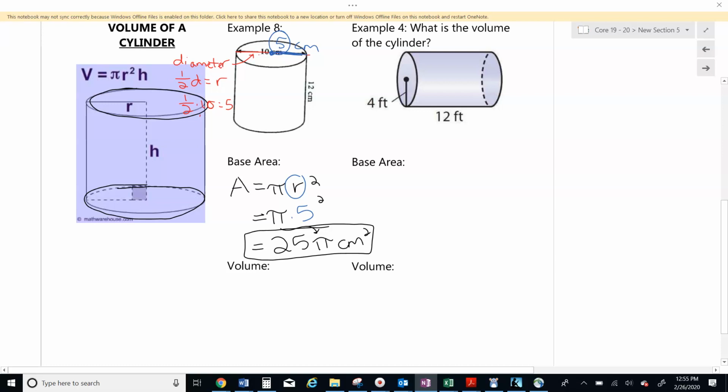Now the volume of a cylinder is pi r squared times the height. So just like a box was, the rectangle is length times width, and then you multiply by the height. For a cylinder, you have a circle, pi r squared, and you multiply by the height. So the only difference for a lot of our volumes is that height.